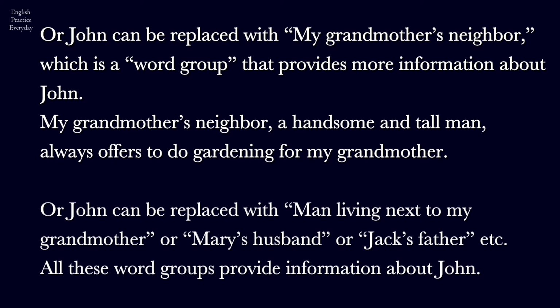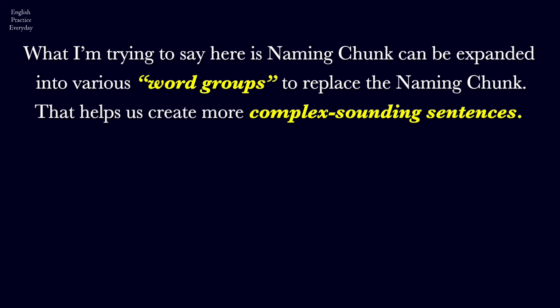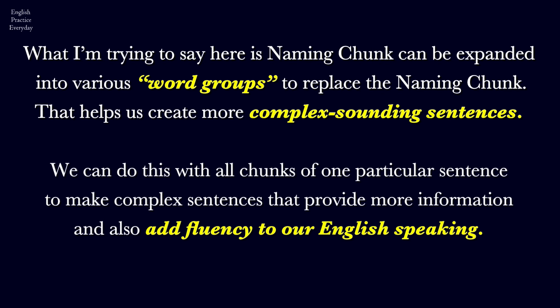Or Jean can be replaced with man living next to my grandmother, or Mary's husband, or Jack's father, etc. All these word groups provide information about Jean. What I am trying to say here is naming chunk can be expanded into various word groups to replace the naming chunk. That helps us create more complex sounding sentences. We can do this with all chunks of one particular sentence to make complex sentences that provide more information and also add fluency to our English speaking.